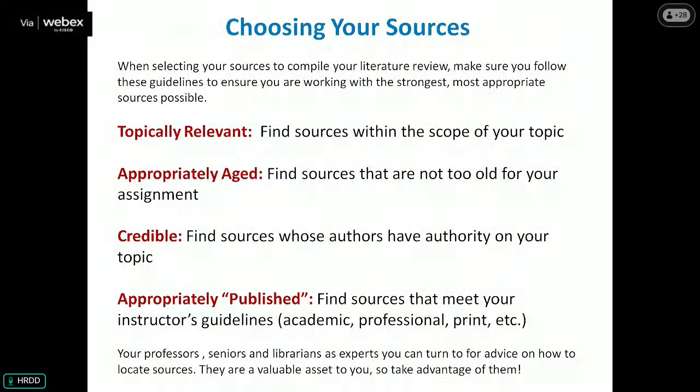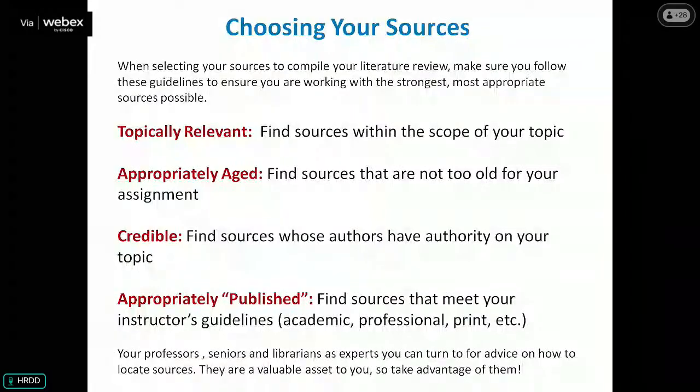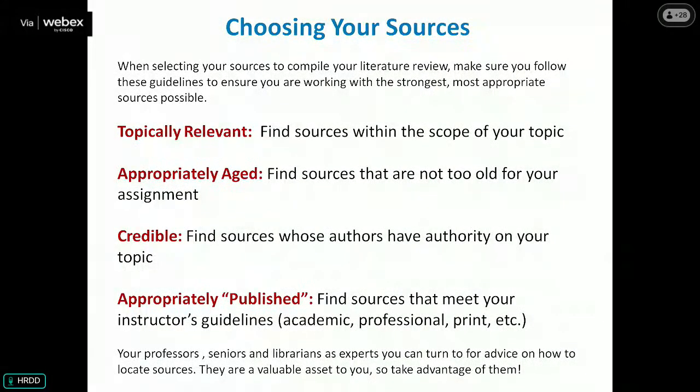Nowadays when you search on Google, it gives you an AI based output first; they started that a few months ago. So choosing your sources is very important. It has to be topically relevant, within the scope of your topic. Appropriately aged: if I give a citation of an 1850 paper, that is not correct. You should do research in the recent past.